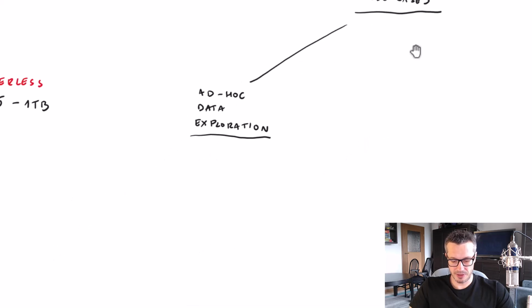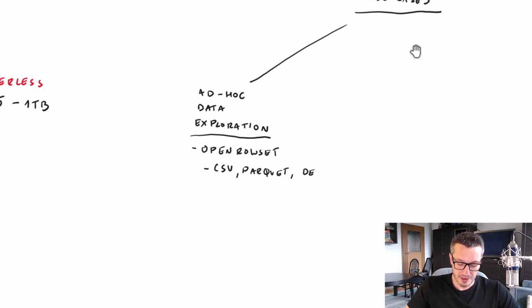So actually, let me start making some notes about this first use case. We've got this OPENROWSET function. Super useful. And actually, it can read three types of files. It can read CSVs. We will take a look at it in a second. It can read parquet that we saw, and it can read delta. Finally, a service that is able to read delta.